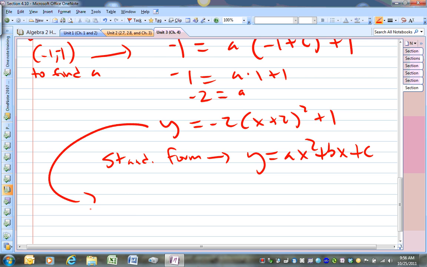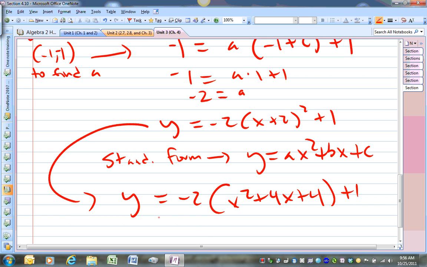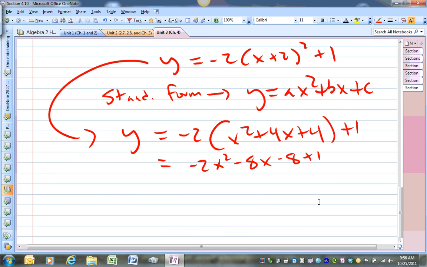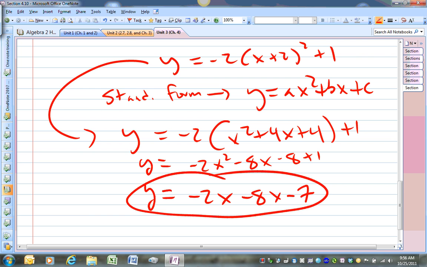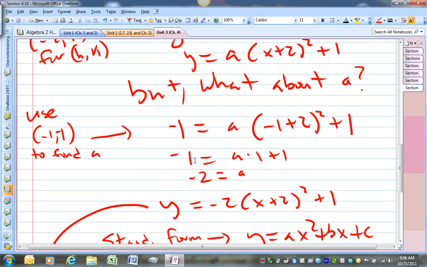So if you work it out, x squared plus 4x plus 4. I just FOILed that. So -2x squared minus 8x minus 8 plus 1. We have -2x squared minus 8x minus 7. So that's how we write the equation when given some information. Let's try number 2.